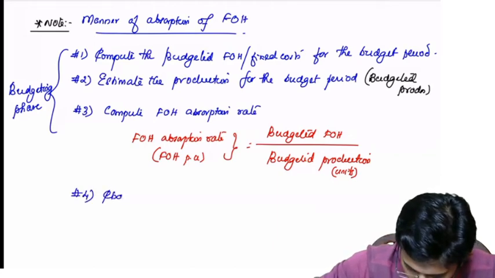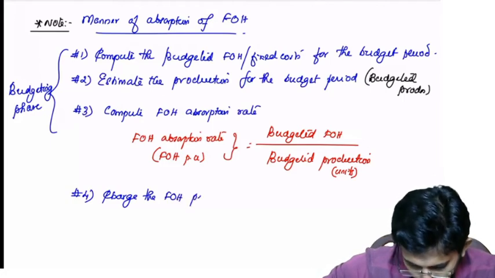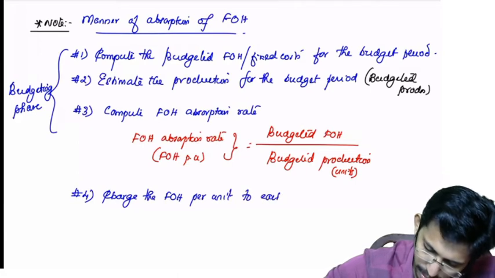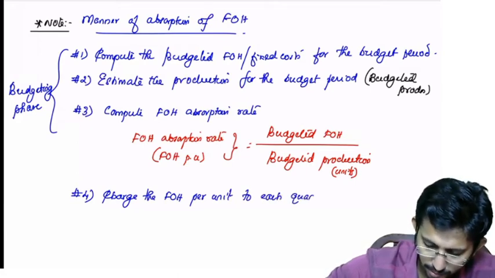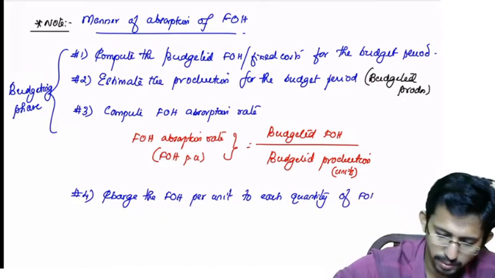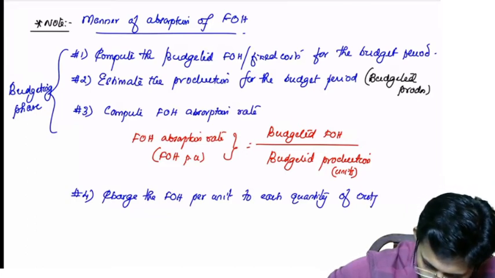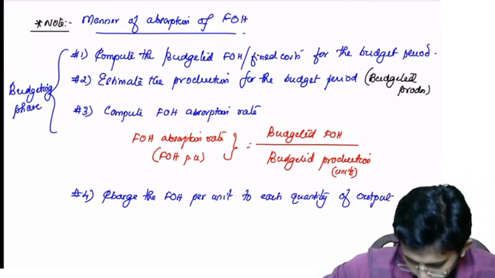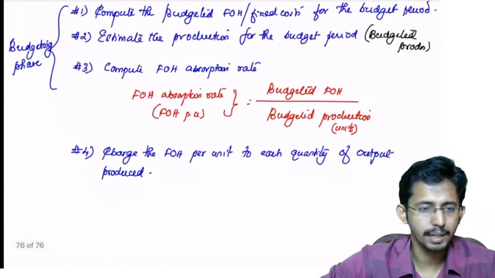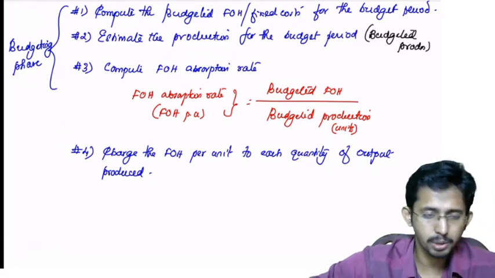That is, charge the FOH per unit to each quantity of cost units or output produced. Okay, say suppose I will give you some examples also here.